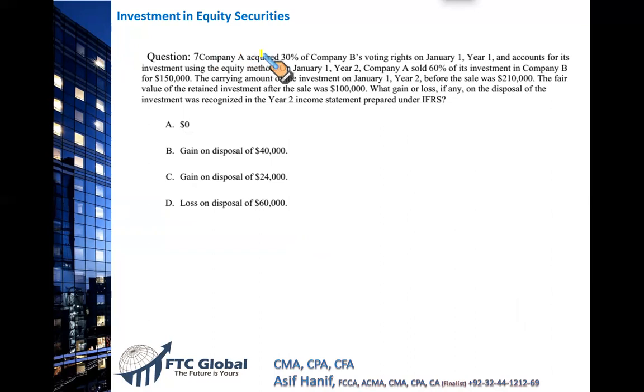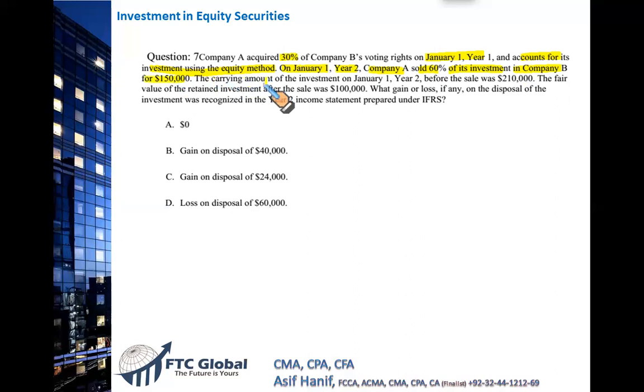Company A acquired 30% of company B's voting rights on January 1st. 30%, clearly this is within the bracket 20 to 50%. Voting rights on January 1st, year 1, and account for its investment using the equity method. That's what we have been studying so far. What happens on January 1st, year 2? Company A sold 60% of its investment in company B. 60% investment has been sold for $150,000.